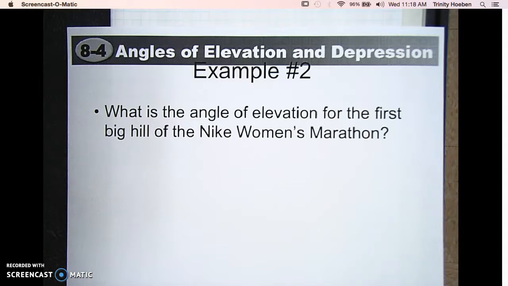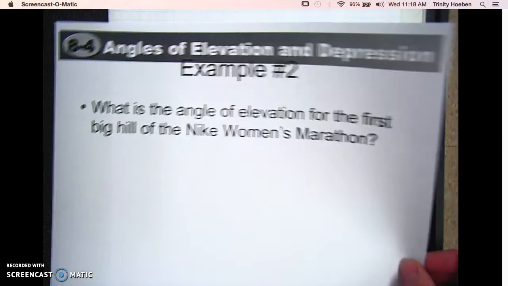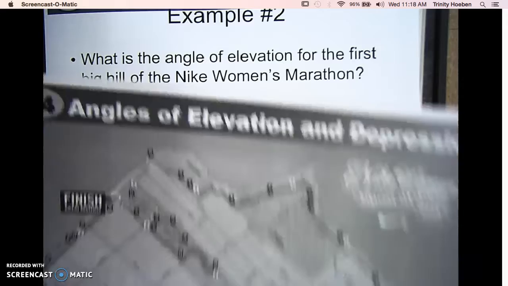So San Francisco is known for its what? Hills, right? So if you were going to run a marathon and you were going to run your first marathon, would you run one in San Francisco? No. All right. So I'm going to move this up just a tad so you can see the map.